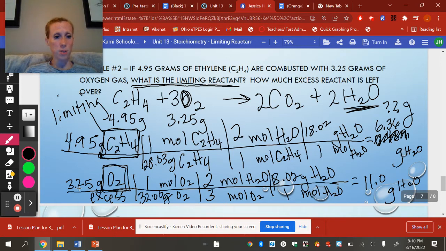Not all 3.25 grams is going to be used up. All of the ethylene is going to be used up. All 4.95 grams of ethylene will be used up, but there will be some leftover in this 3.25 grams of oxygen. Well, how much leftover? Well, we have to figure out how much is used.